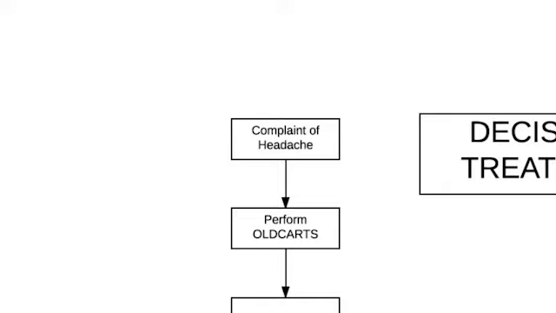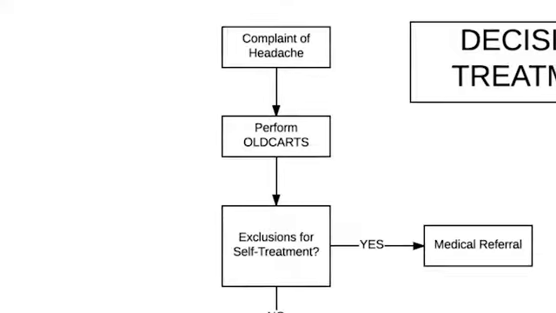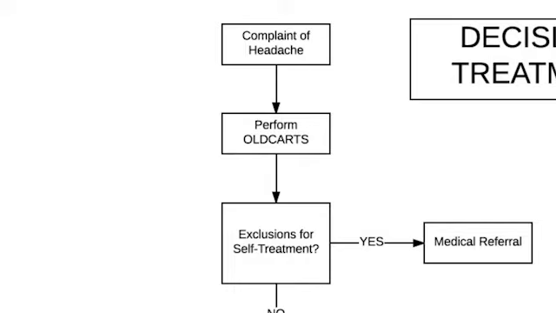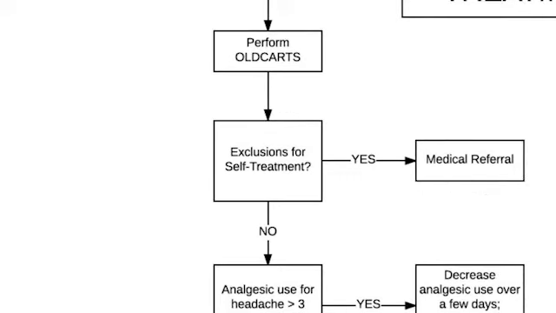So the first thing we have to do is, does the patient have a complaint of headache? Don't treat a headache if it doesn't exist. Would you agree? I definitely agree. The next thing that you have to do if they do complain of a headache is perform some type of symptom assessment like OLD CARTS or PQRST, or some even use something called SOCRATES. I don't care, but just make sure you go through the specific different types of symptom assessment like onset, location, duration, characteristics. The next and most important piece of this is exclusions for self-treatment.